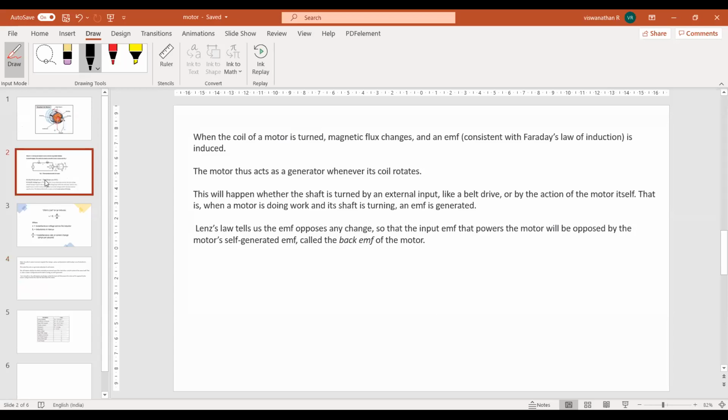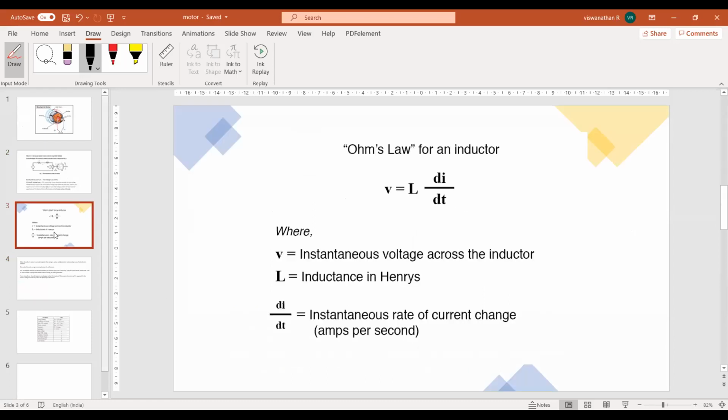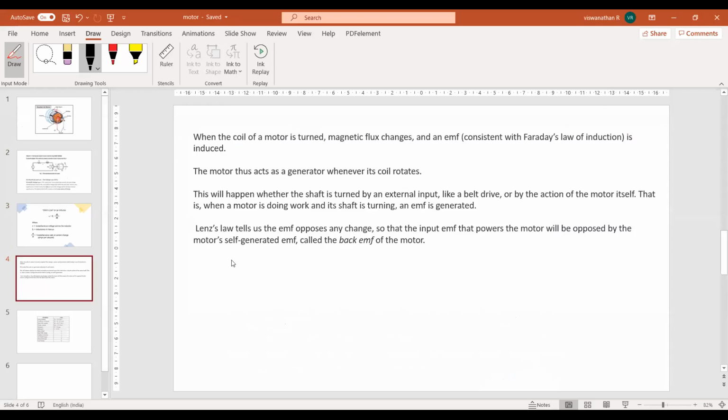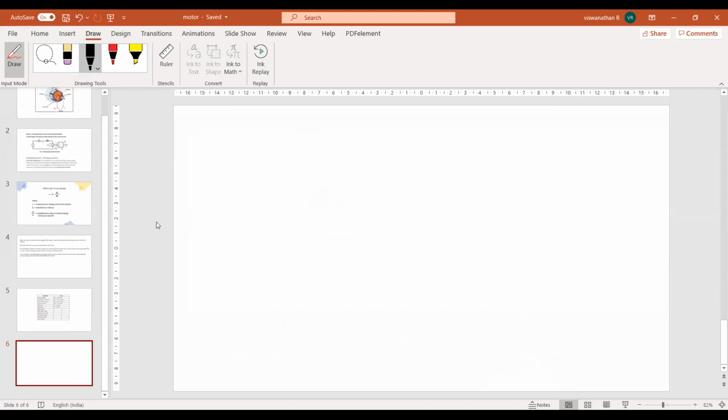So what are the laws we saw? Kirchhoff's voltage law, then Ohm's law, and then Lenz's law. These three laws govern the working of this simple DC motor. So now we need to develop the mathematical model. It will be a little equations thing, but it will be fine. It's not very complicated. We can do it.